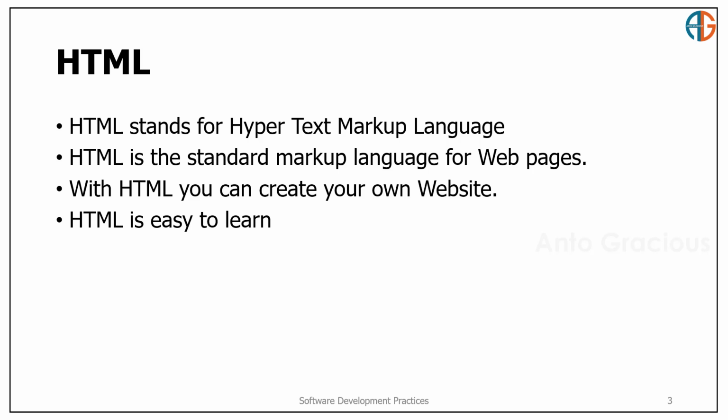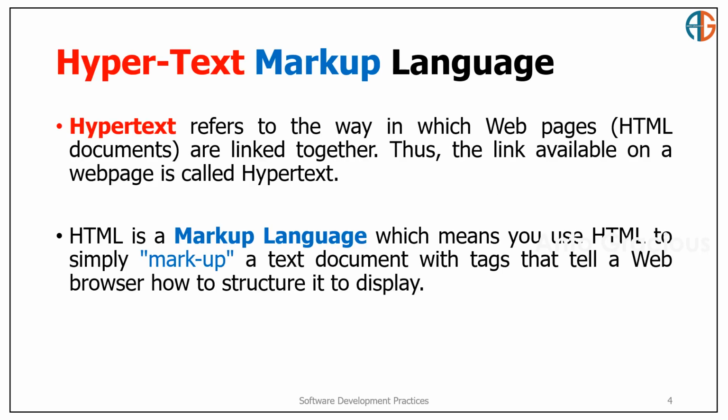So using this HTML, you can create your websites. That is, you can design your own websites. And this HTML is easy to learn. And hypertext refers to the way in which the web pages are linked together. That is the HTML documents, right? So there we will be making some linkage between the pages, whatever we have designed. That is said to be the hypertext. The link available on the web pages is called a hypertext.